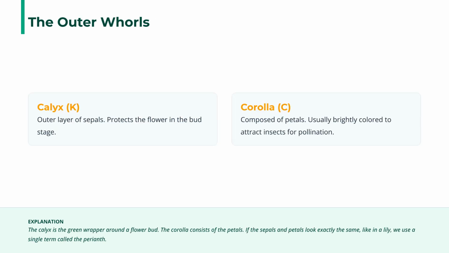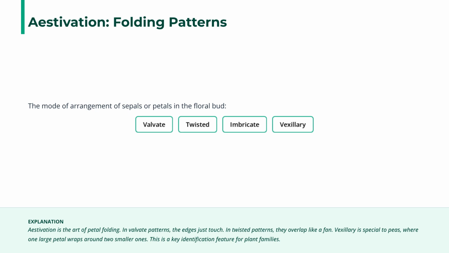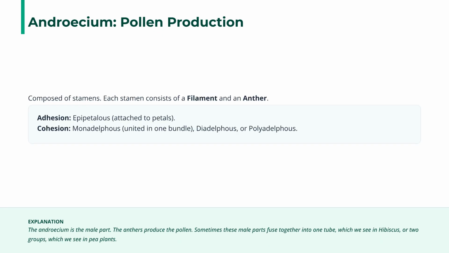The outer whorls include the calyx, which is the layer of sepals protecting the bud, and the corolla, composed of brightly colored petals for attracting pollinators. Estivation is the arrangement of sepals or petals in the bud. Patterns include valvate, where edges touch, twisted, where they overlap, and vexillary, where a large petal wraps around smaller ones, characteristic of peas. The androecium is the male part, composed of stamens that produce pollen in the anthers.